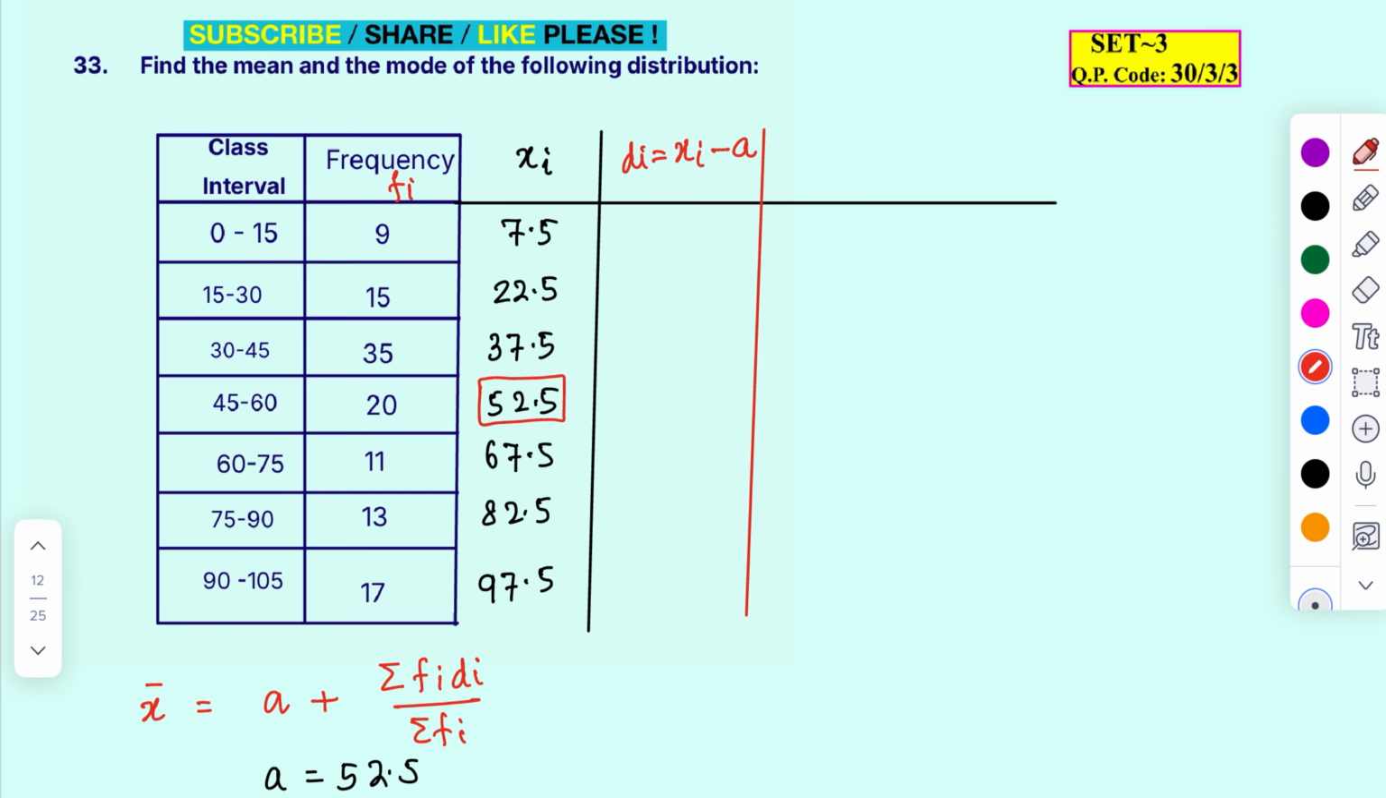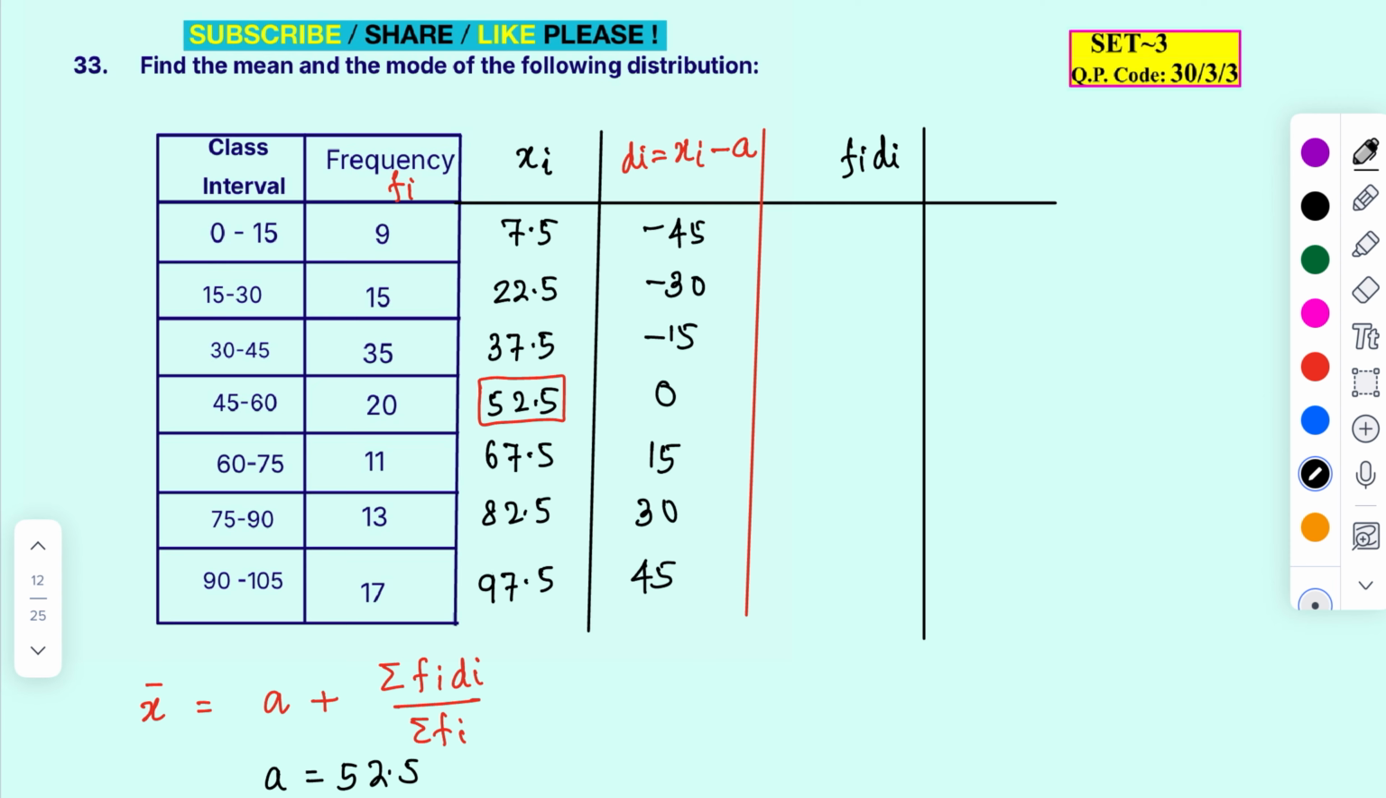The first one will be 7.5 minus 52.5, which is equal to minus 45. Similarly, it will be minus 30, minus 15, 0. Again 67.5 minus 52.5 is plus 15. Again 30, and this is 45. These are the di's. Now we have to calculate Fi di.